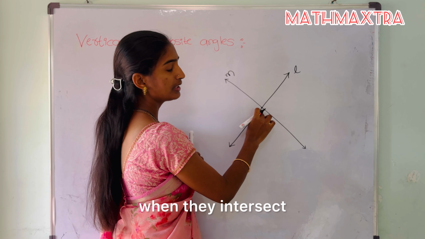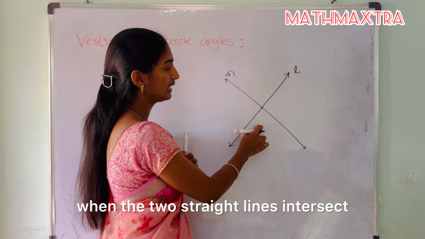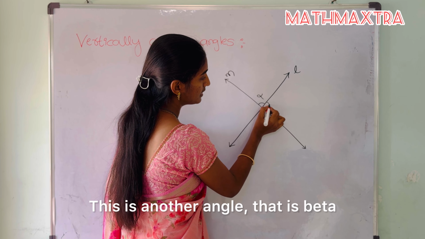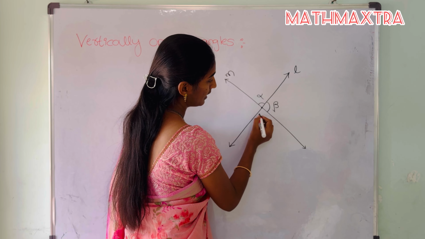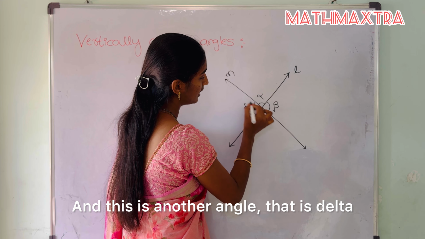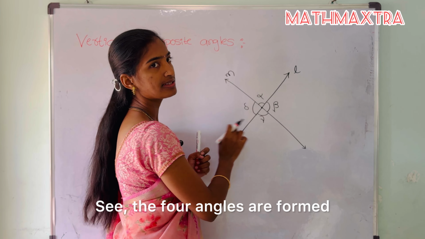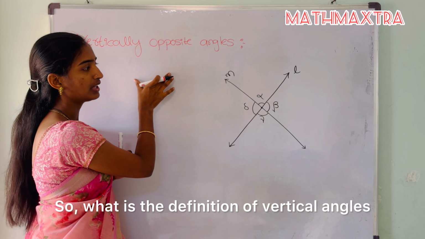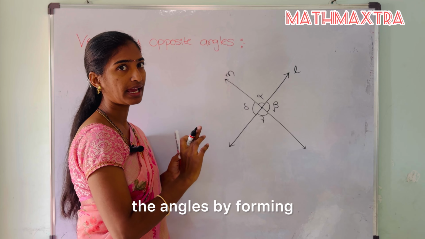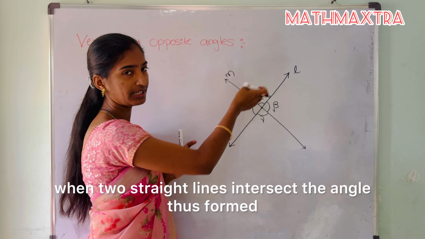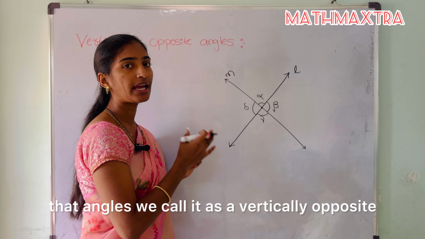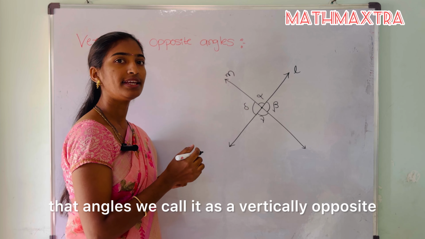When the two straight lines intersect, four angles are formed. This is one angle, that is alpha, this is another angle, that is beta, this is gamma, and this is another angle, that is delta. See, four angles are formed. So what is the definition of vertical angles? The angles formed when two straight lines intersect, which don't have a common arm, those angles we call vertically opposite angles.